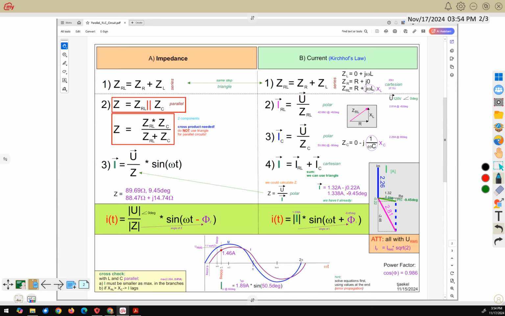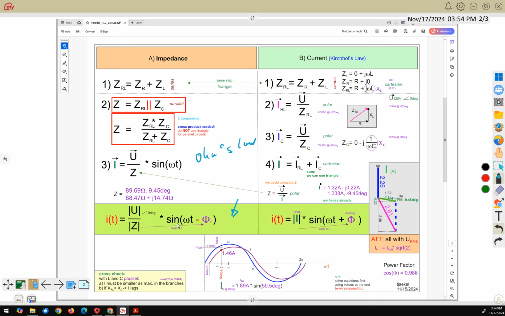Here I give you the options to calculate the current through the True Parallel RLC connection or circuit. You have option number 1, you calculate the entire impedance of your circuit, and then you use Ohm's law. This is Ohm's law in order to calculate the current. And then when you have this one, you would know, okay, what is the function for the current dependent on the time, which is this one.